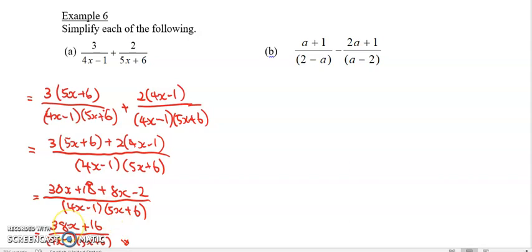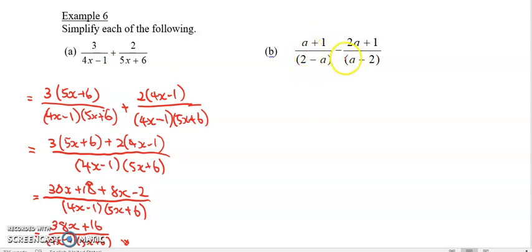Okay, so we have our answer: 38x plus 16. Okay, for B, alright, this is also a possible type of question that you can do.